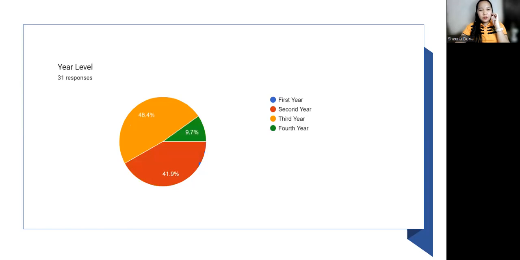Another example of nominal data is year level. If I would assign 1 to first year, 2 to second year, 3 to third year, 4 to fourth year, these are just nominal data. It doesn't mean a 4 is greater than 1 because they are just classifications.